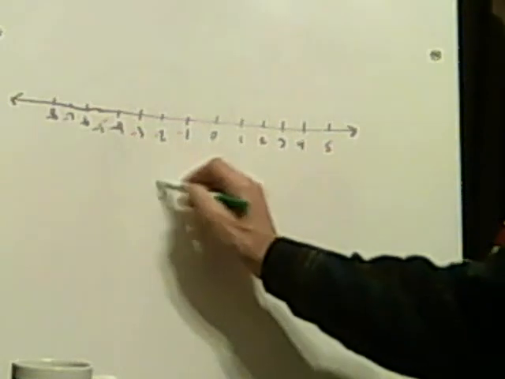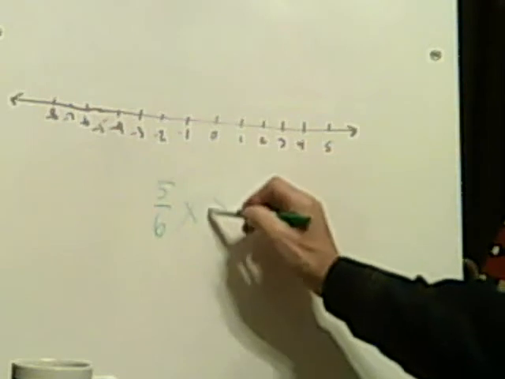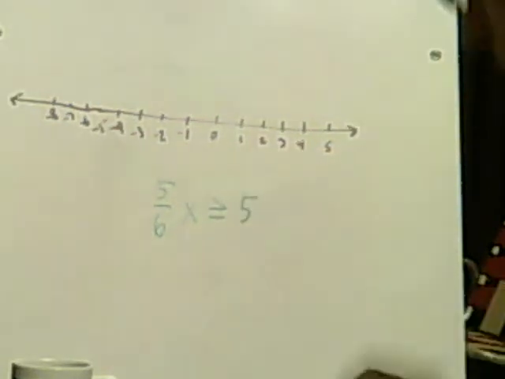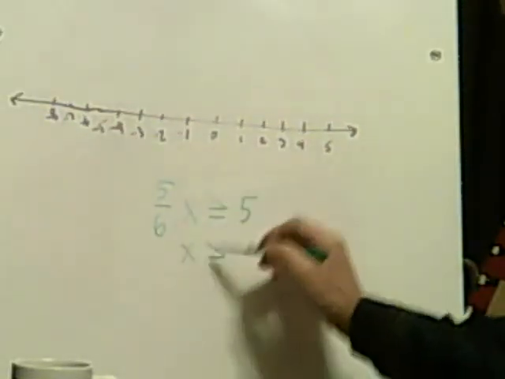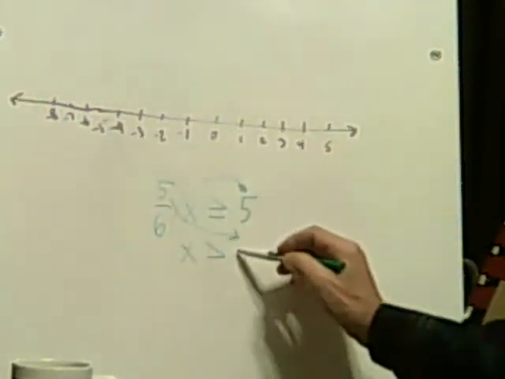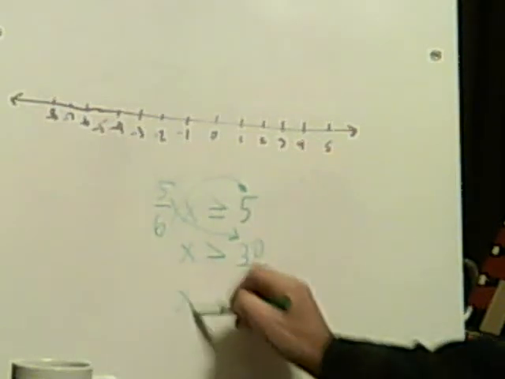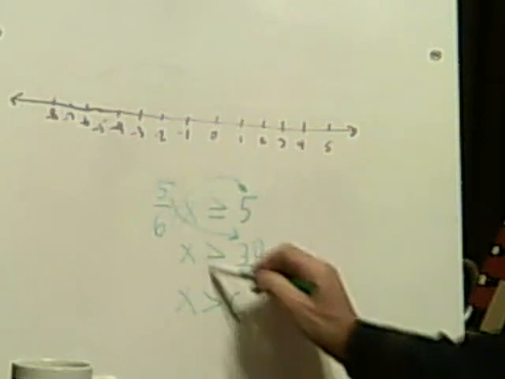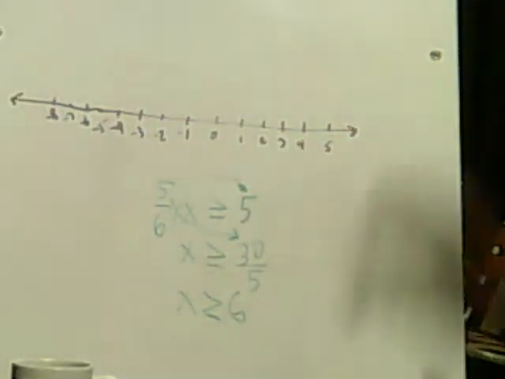That was 16. Now 18 says 5/6 of x is greater than or equal to 5. So we're going to multiply both sides by 6/5. So x is going to be greater than the 6. In other words, the 6 is going to go to the top, the 5 is going to go to the bottom. It's greater than 30 divided by 5. That's x is greater than or equal to 6.